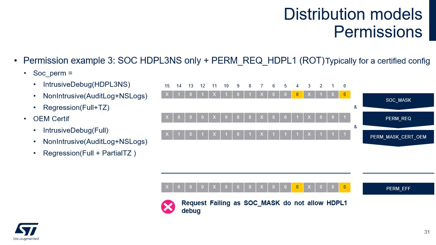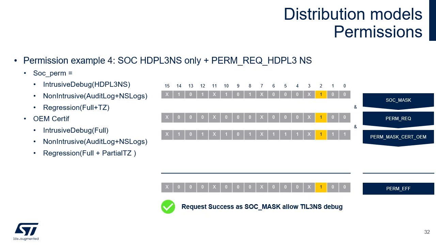In this scenario, the debug is requested for temporal isolation 1, HDPL1. SOC mask disables HDPL1NS and HDPL1S debug opening. The resulting value of permf is bits 2 to 0 equals 0, no HDPL enables opening of non-secure intrusive debug. Bits 6 to 4 equals 0, no HDPL enables opening of secure intrusive debug. Bits 14 and 12 equals 0, no regression is permitted. In this configuration, a debug request for HDPL1 software debugging fails.